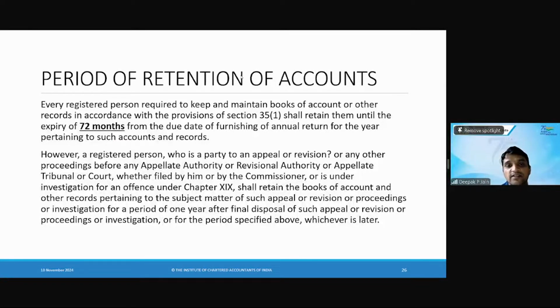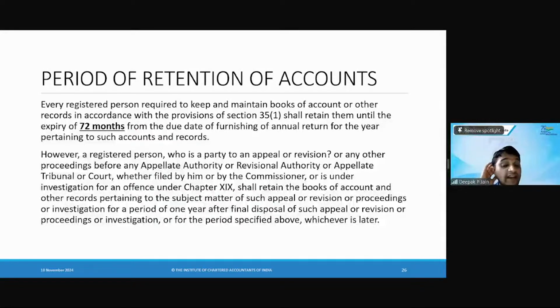This provision says, अभी तो मैंने पढ़ा है आपके सामने, every registered person required to maintain books of accounts or other records shall retain them until the expiry of 72 months. तो क्लियरली लिखा है ना, up till 72 months from the due date of furnishing of annual returns. नहीं नहीं, आप ऐसे नहीं बोल सकते हो 31st March 2030. 72 months not from the end of the financial year. जो आपके इनकम टैक्स में वैसा नहीं है यहाँ पे. It says 72 months from the due date of furnishing of annual return.